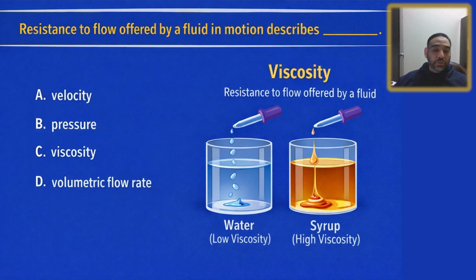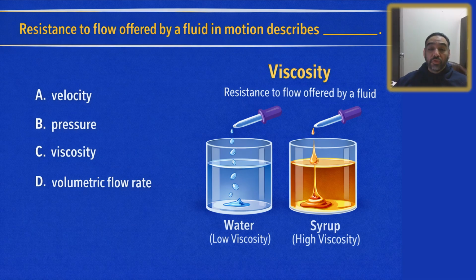Okay, so the next question is, I'm sorry, I have to lean in to read the question on the slide here. Resistance to flow offered by a fluid in motion describes, and the options available are A, velocity, B, pressure, C, viscosity, and D, volumetric flow rate. And so the correct answer here is viscosity.